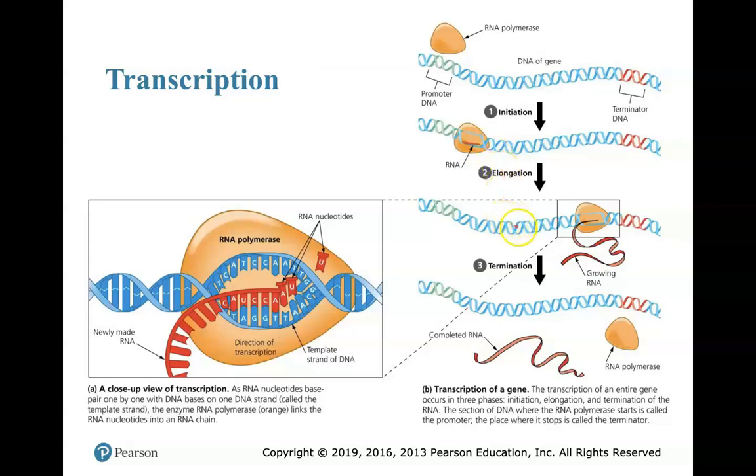Step 3, by this point, RNA polymerase has reached what is known as the terminator, that area highlighted in red here, the DNA that tells that RNA polymerase, hey, stop here, the gene has ended. Termination then signals for that RNA polymerase to let go, stop what it's doing, and we now have our completed RNA. This is called transcription. We have gone successfully from DNA to RNA.